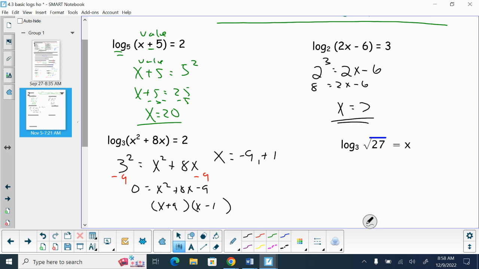Here I have 14 minus 6. I'm positive with my 8. If I put -9 in here, I get positive 81 plus a negative 72. I'm still positive there. If I put 1 in there, I get 1 plus 8, which is 9. I'm okay with that. Okay, set up and solve.